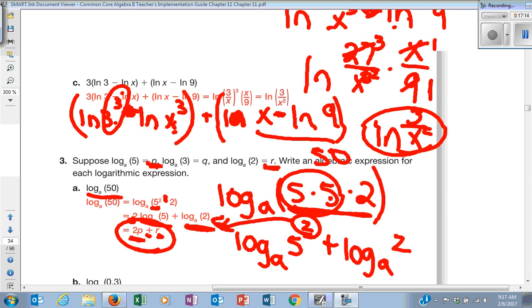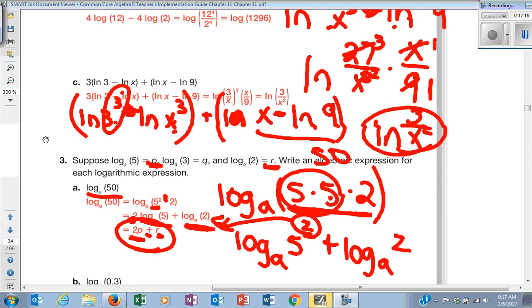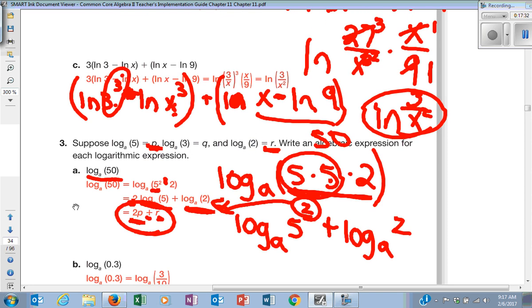So like I said, if it was me, pause the video right now, try some of these. Remember, you are manipulating math. You're changing the way it looks, not the value. So again, like I said, you want to change 50, and you want to use 5s, 3s, and 2s. You're going to change 0.3, and you want to use 5s, 3s, and 2s.